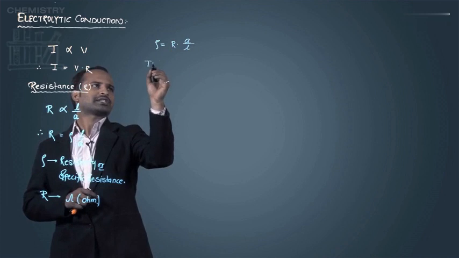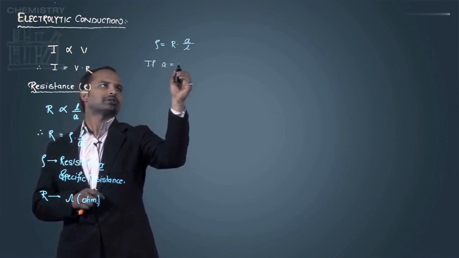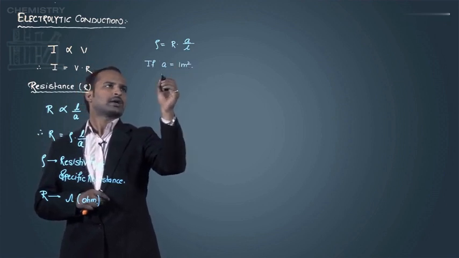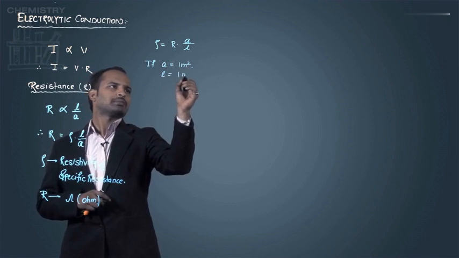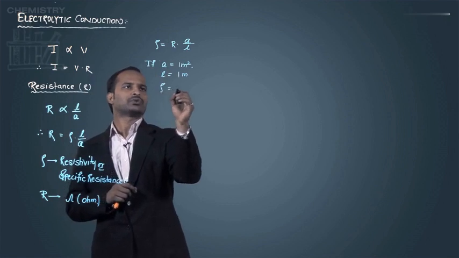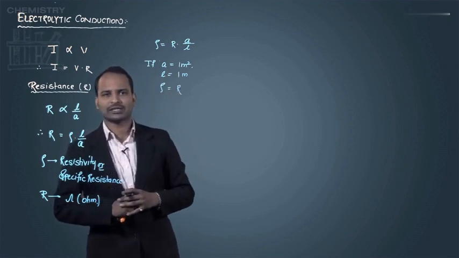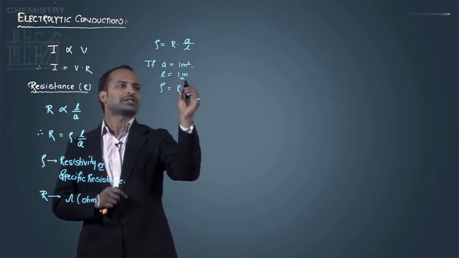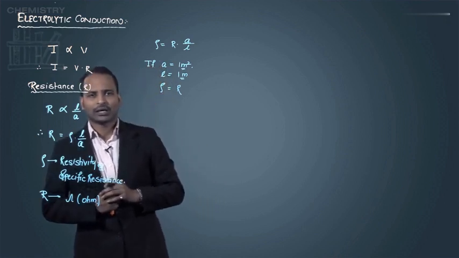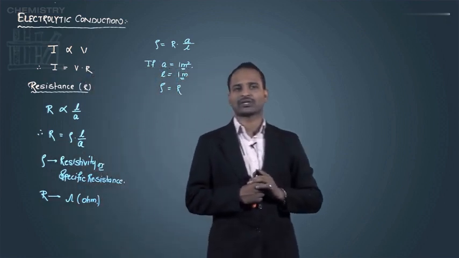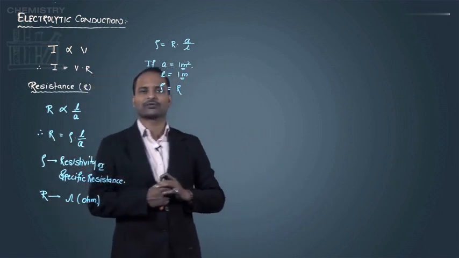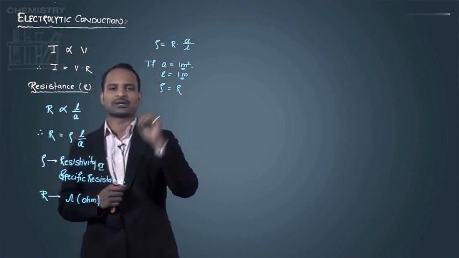So if the cross-sectional area is equal to 1 meter square, and L is equal to 1 meter, then I can say that the resistivity will become equal to R. So resistivity is defined as the resistance of a conductor which is 1 meter in length and 1 meter square in cross-sectional area. That is, when resistance is measured across such a conductor, whatever resistance value we get is called resistivity.